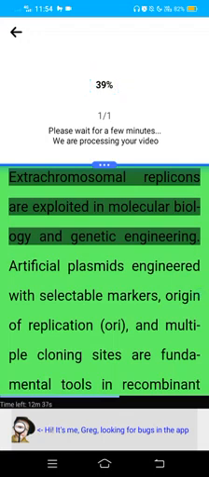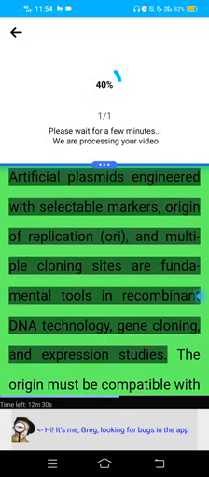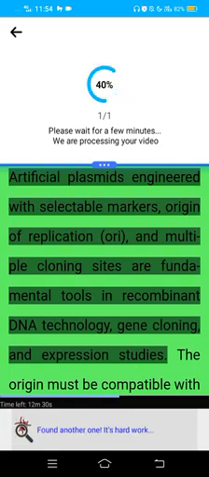Extrachromosomal replicons are exploited in molecular biology and genetic engineering. Artificial plasmids engineered with selectable markers, origin of replication (ORI), and multiple cloning sites are fundamental tools in recombinant DNA technology, gene cloning, and expression studies.